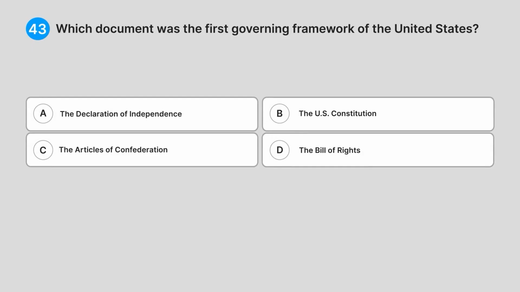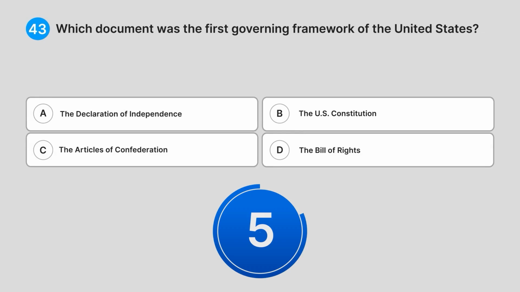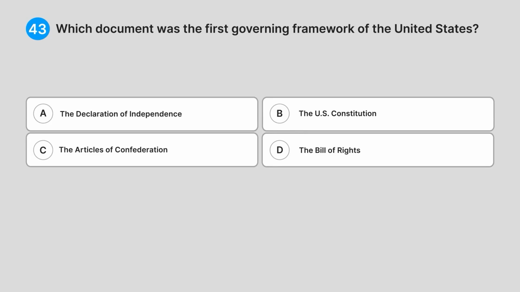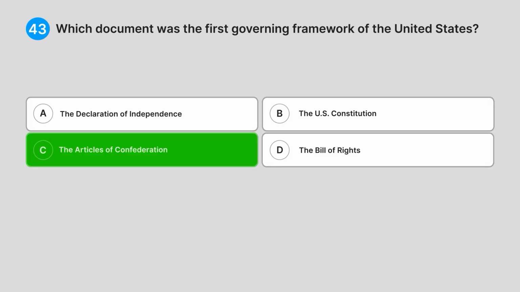43. Which document was the first governing framework of the United States? A. The Declaration of Independence. B. The U.S. Constitution. C. The Articles of Confederation. D. The Bill of Rights. Do you know the answer? Correct answer, C. The Articles of Confederation.